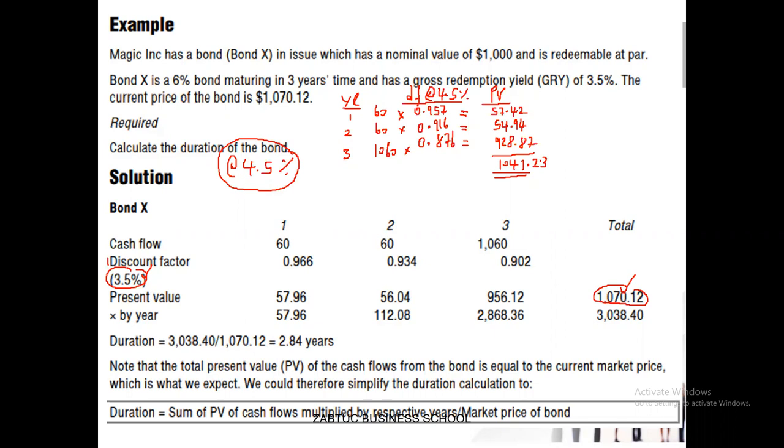So when you increase the interest rates from 3.5 to 4.5, what has happened to the market value of the bond? It's gone down. Let us repeat the computation, this time around at 2.5. Let's rediscount at 2.5.